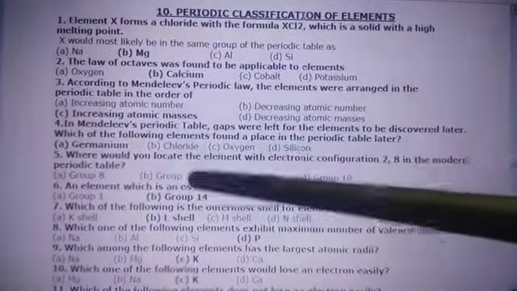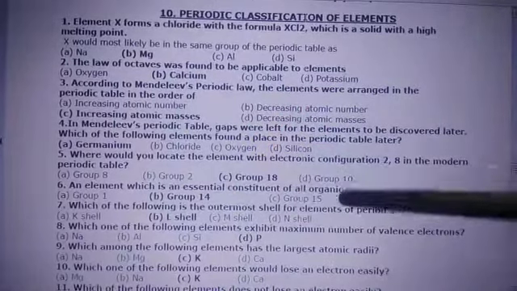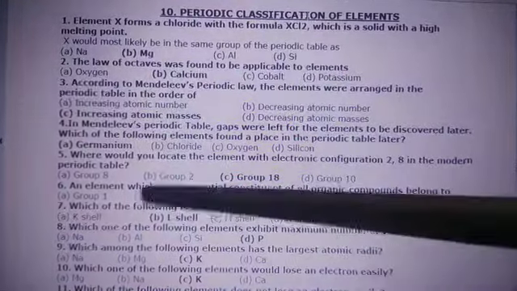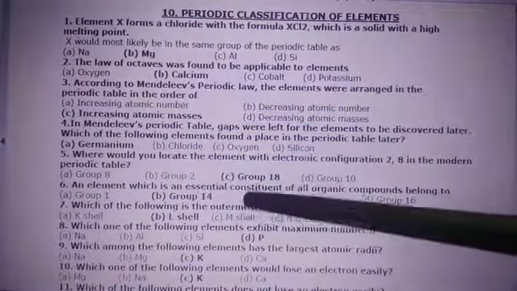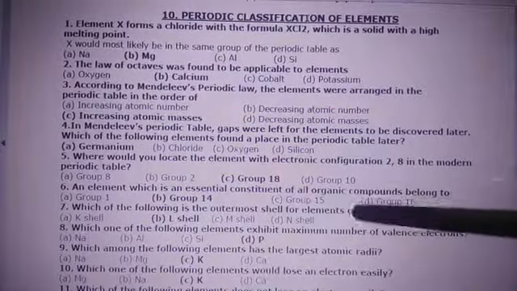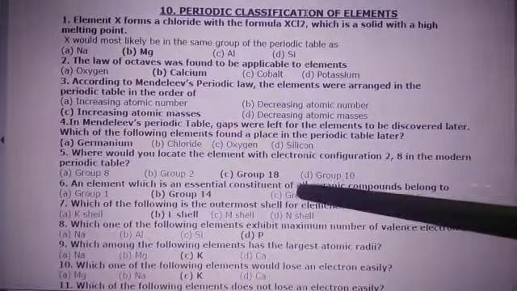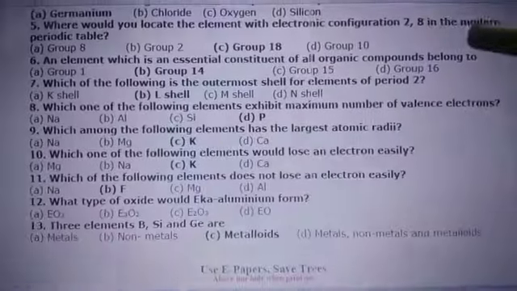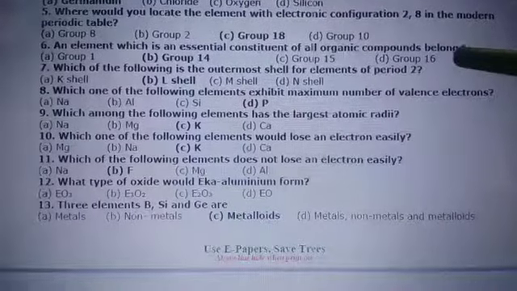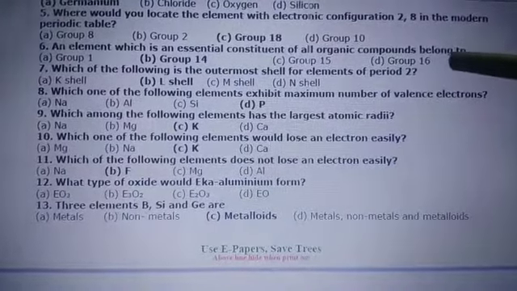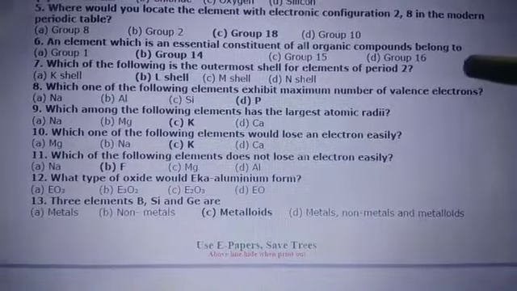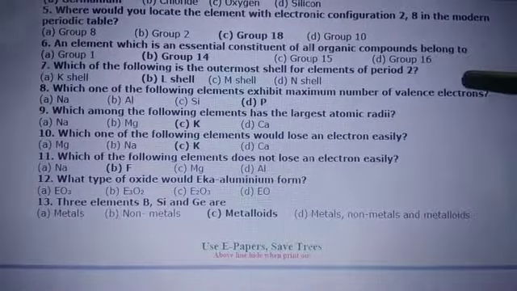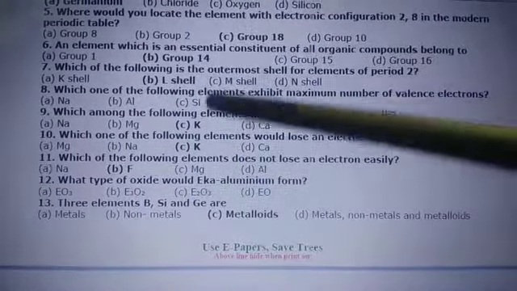Germanium. Fifth one. Where would you locate the element with electronic configuration 2, 8 in the modern periodic table? A. Group 8, B. Group 2, C. Group 18, D. Group 10. The answer is C. Group 18. Sixth one. An element which is an essential constituent of all organic compounds belongs to A. Group 1, B. Group 14, C. Group 15, D. Group 16. The answer is B. Group 14.